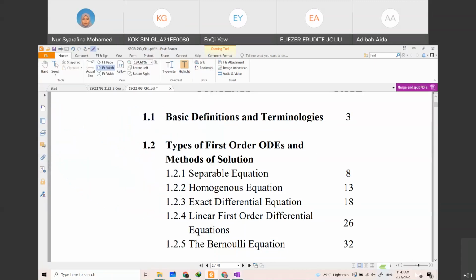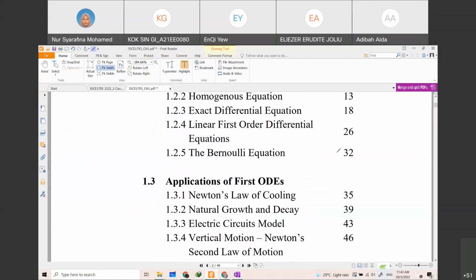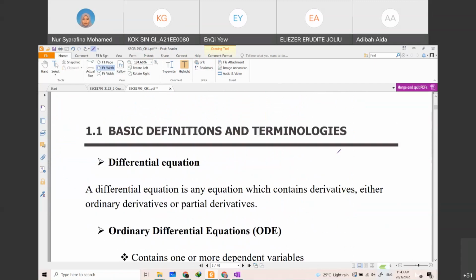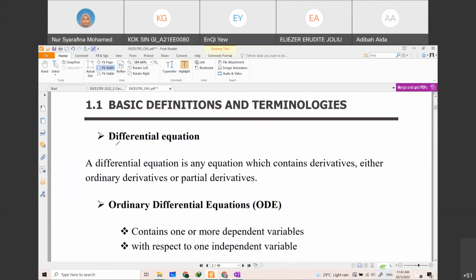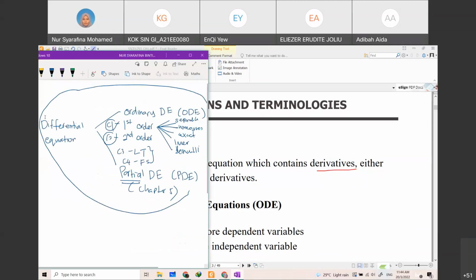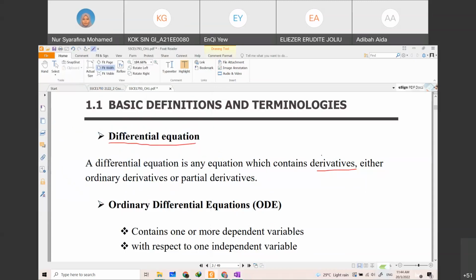Okay, now, what are the basic definitions and terminologies that you're going to learn about differential equations? Okay, so let's start. Just like I mentioned earlier, of course, you have to know what a differential equation is. A differential equation is any equation which contains a derivative, either ordinary or partial. As long as it consists of a derivative, we call it a differential equation.